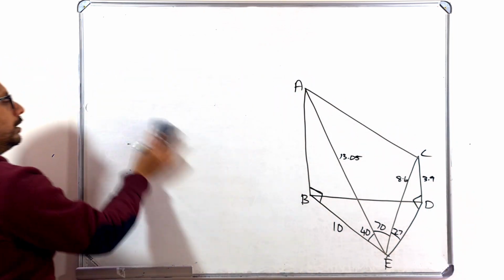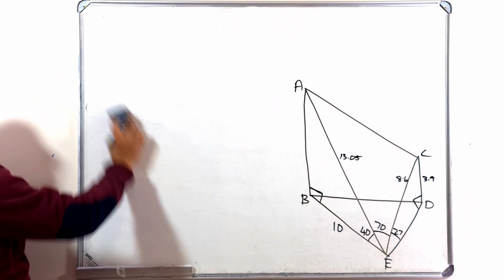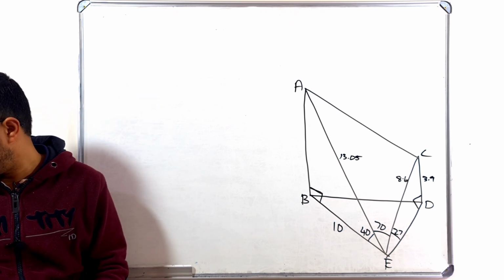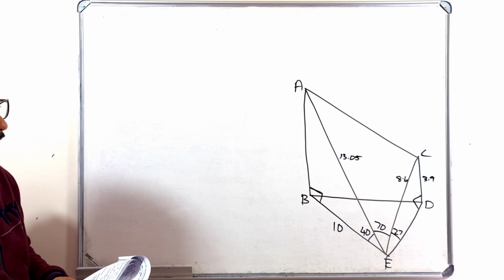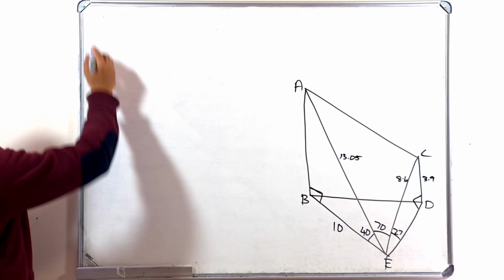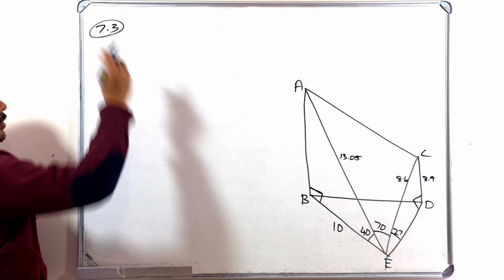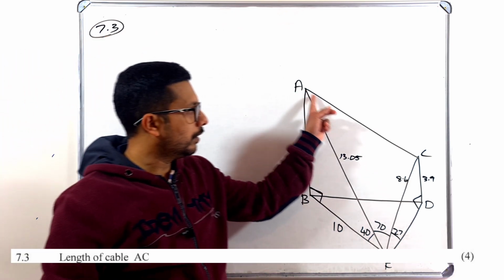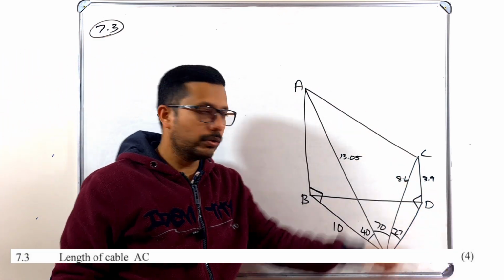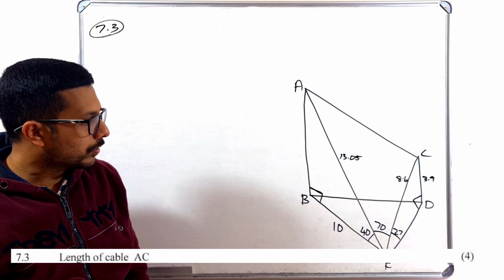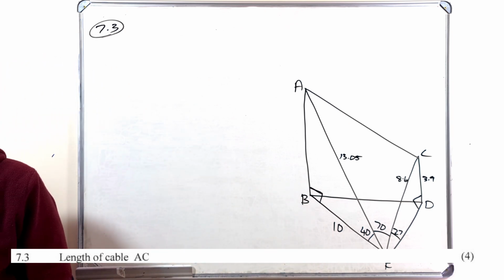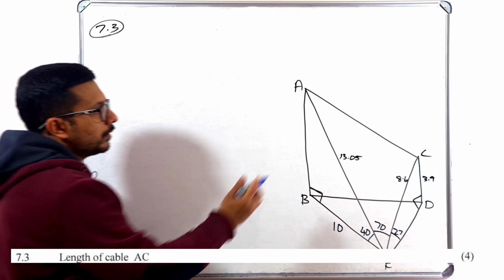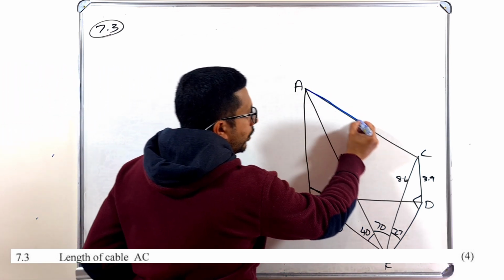Now next question, question number 7.3. Length of the cable AC. You have to find the length of the cable AC. Which one is AC? This length is AC. You have to find that length. So how can you find that one? Length of the cable AC. So this is what you want to find. This length you have to find.